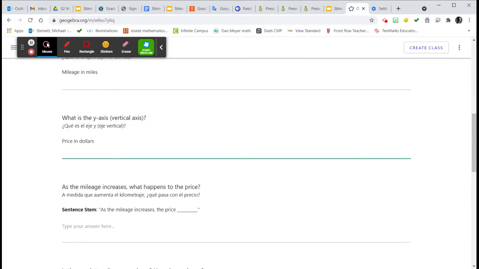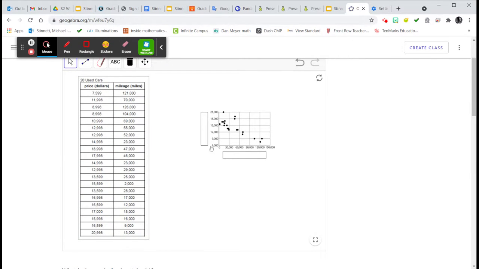And then our next question, as the mileage increases, what happens to the price? Well, let's look. We know our mileage is down here at our x-axis. As it increases, so as it gets bigger and bigger, 30,000, 60,000, all the way up to 150,000, what's happening to our information here? At lower mileage, we have high prices. Look at this. This one is 21,000. These are roughly 17,000 all in here, right? Each one of these is a car. So these cars cost about 17,000 and they have low mileage.